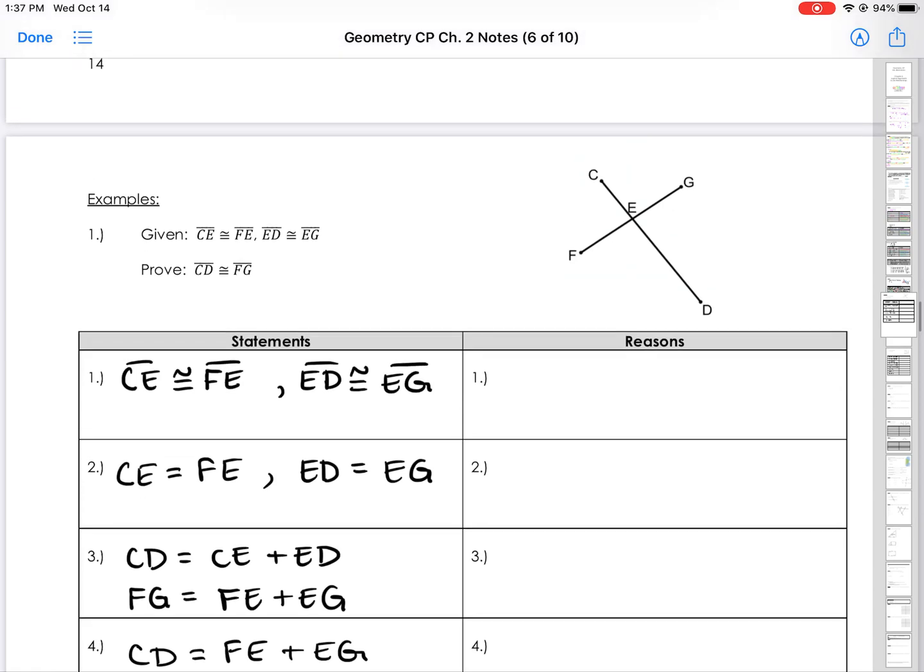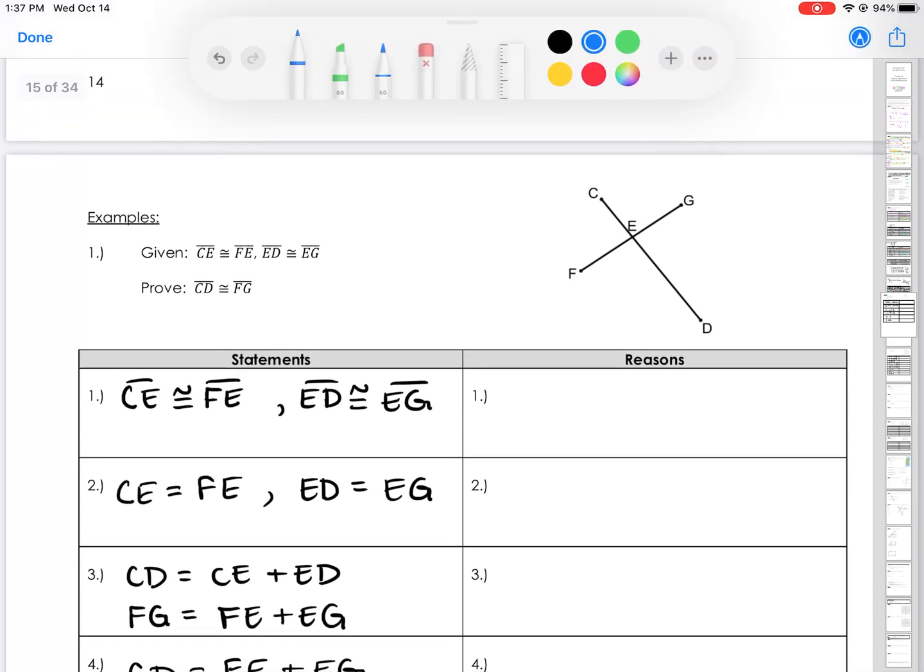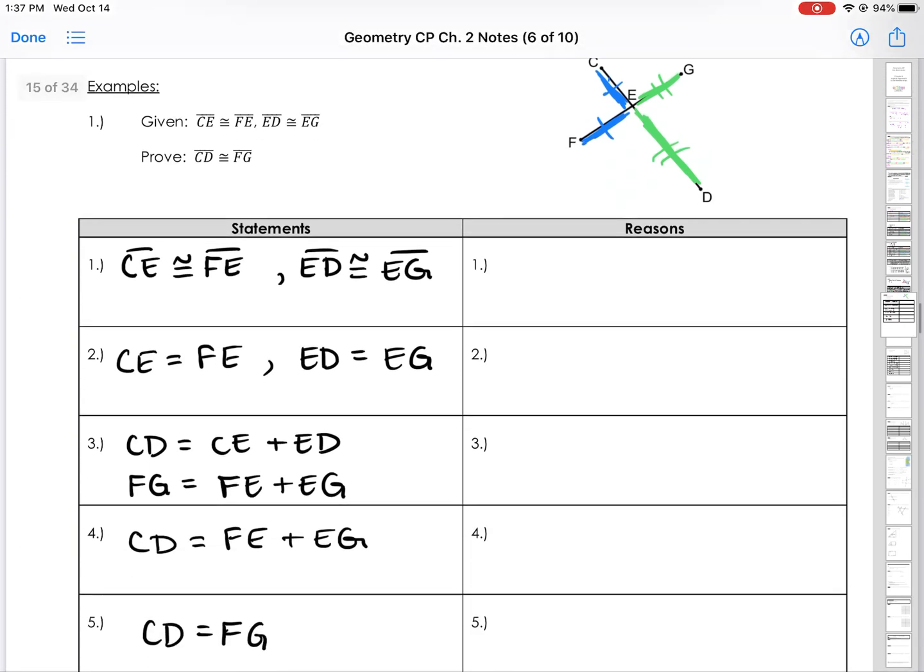All right, so example 1, we are given that CE and FE are congruent to each other. So we're going to put a tick mark for each of those. We also know that ED and EG are congruent to each other. So even though it doesn't appear that way, they are saying that they are congruent. Okay, so we want to prove that CD is congruent to FG.